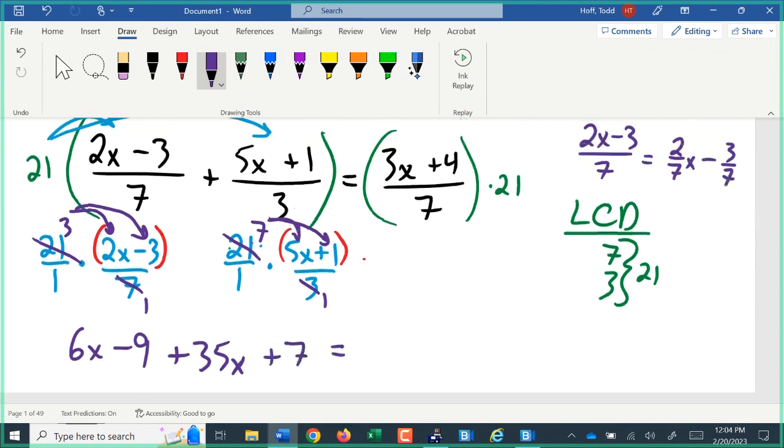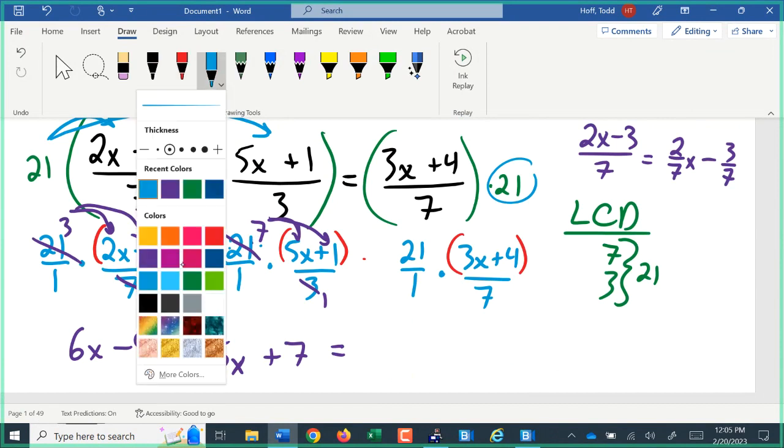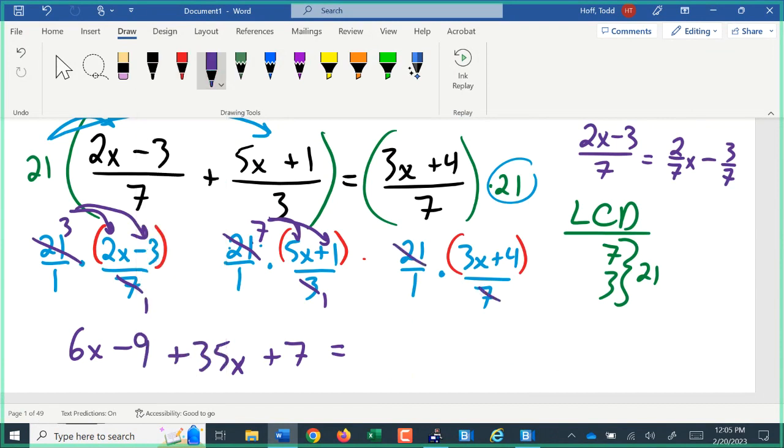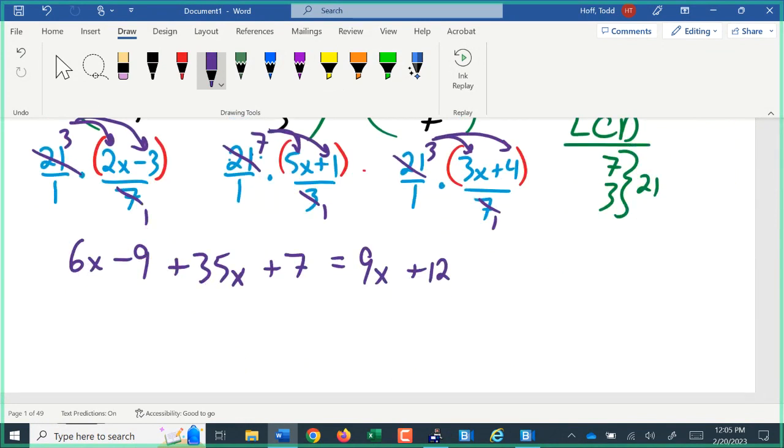Now we go over to the other side. To make this consistent, I'm going to put the 21 first. So 21 over 1 times (3x plus 4) over 7. And again, we'll have the parentheses around the 3x plus 4. We can cross cancel 21 and 7. Again, both divide by 7, giving us 1 and 3. And we distribute the 3. So 3 times 3x is 9x. And 3 times 4 is 12. Now the fractions are gone. We're ready to start working on the rest of this equation.